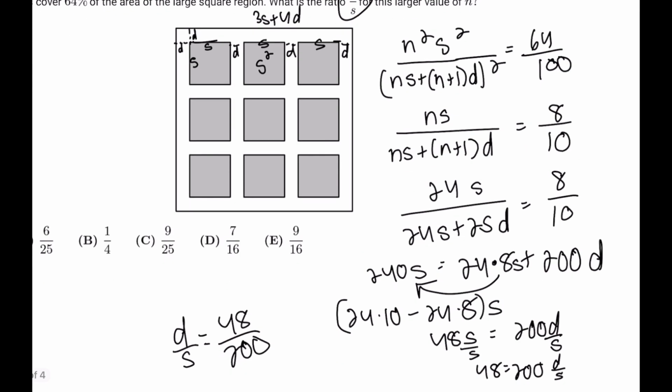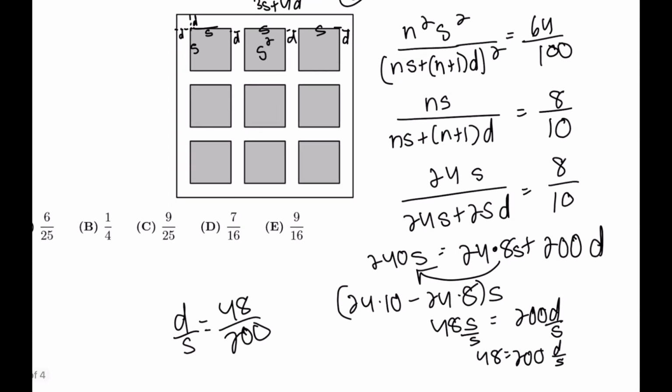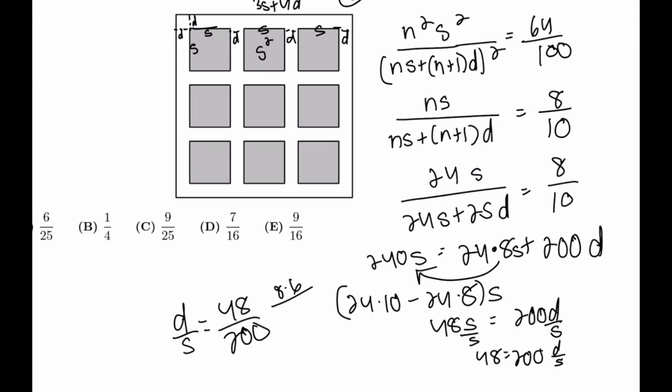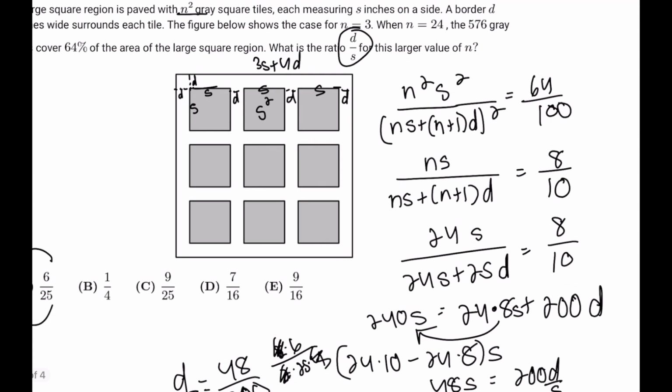But if we look at the answer choices, we have to remember to simplify. So 48 we know is 8 into 6, and 200 is 2 into 25 into 4. So we can cancel out this 8 with this 2 and this 4, and we're left with 6 over 25, which is answer choice A.